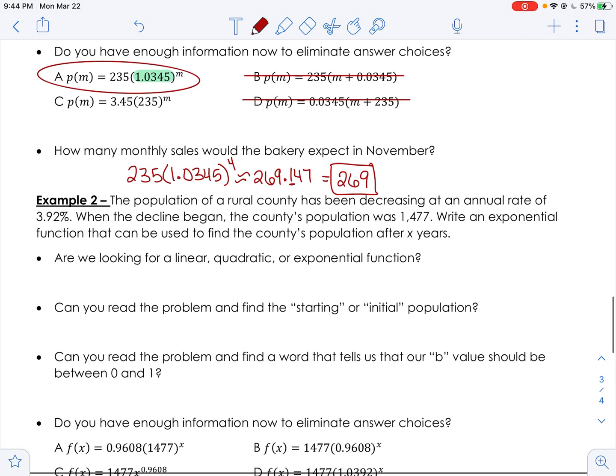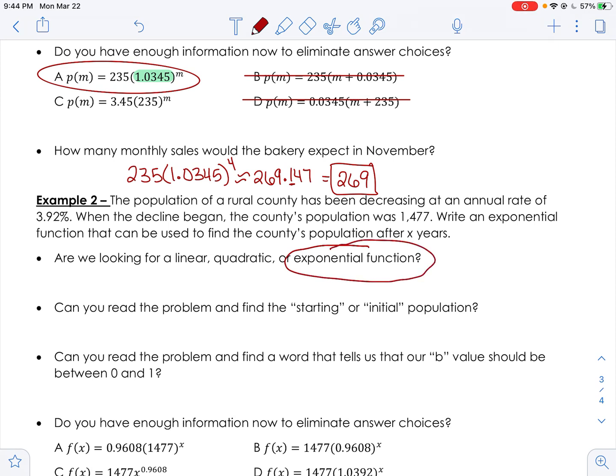Looking at example 2, the population of a rural county has been decreasing at an annual rate of 3.92%. When the decline began, the county's population was 1,477. Write an exponential function that can be used to find the county's population after X years. So are we looking for a linear, quadratic, or exponential function? Well, again, we're looking for an exponential function.